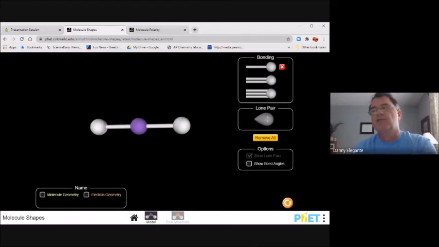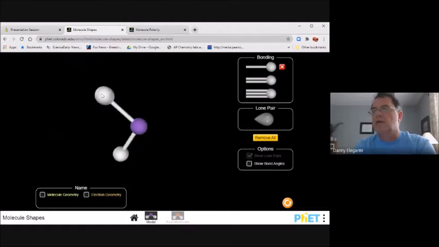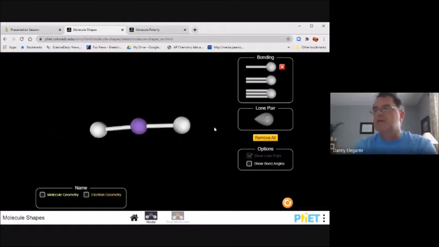If I take the electrons in one of the bonds and try to move them to get close to the other bond, it always runs away. And where does it settle out? It settles out exactly opposite of each other. And this is something we call VSEPR: valence shell, the outermost electrons, electron pair repulsion theory.